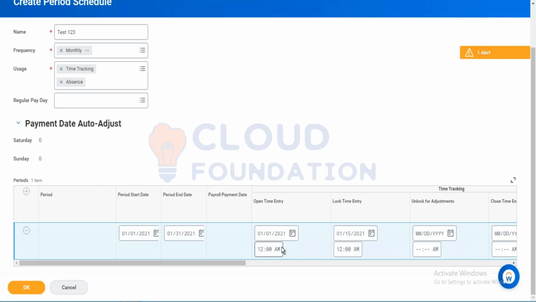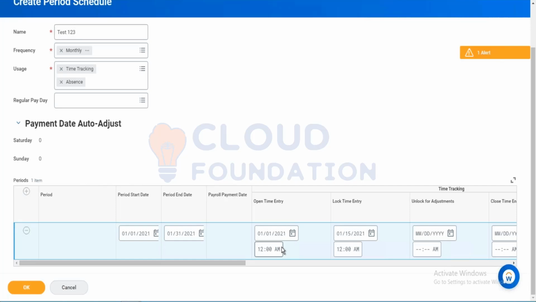Why are these lock time entries introduced? Because payroll also comes into the picture. In order to process the payrolls, these lock time entries are introduced, so that payroll can do the processing in the background and the payment can be done. Correct?